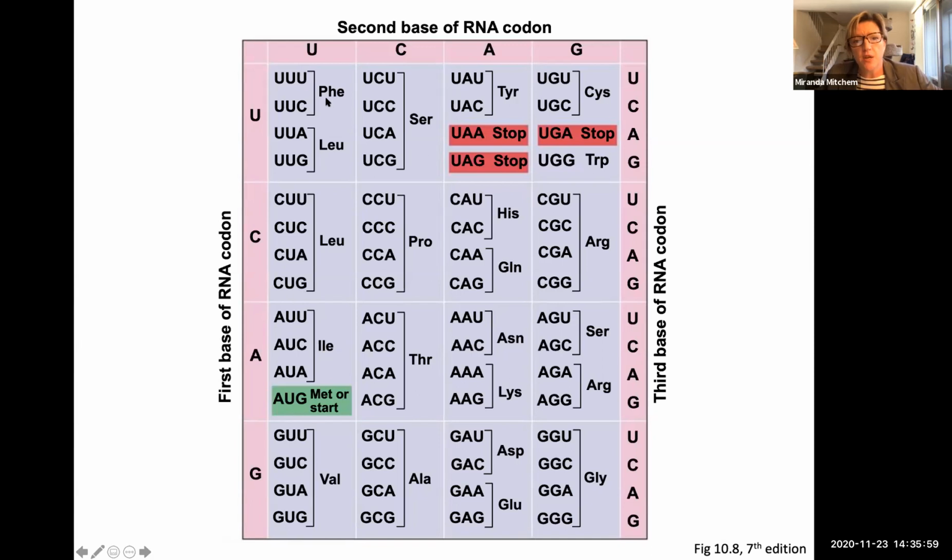It makes the amino acid phenylalanine, but it can be made another way. UUC also produces phenylalanine. So we do have some redundancy in the genetic code too. Every single time we get UUU, it will make phenylalanine, but we have more than one way to make phenylalanine. Leucine, we have 1, 2, 3, 4, 5, 6 ways to make leucine.